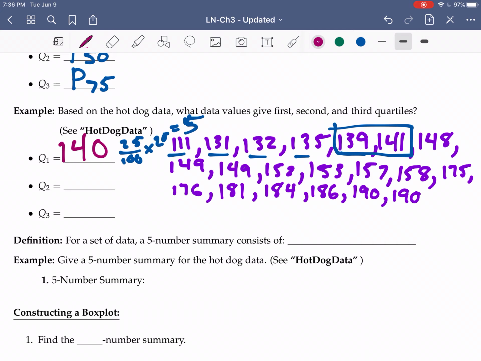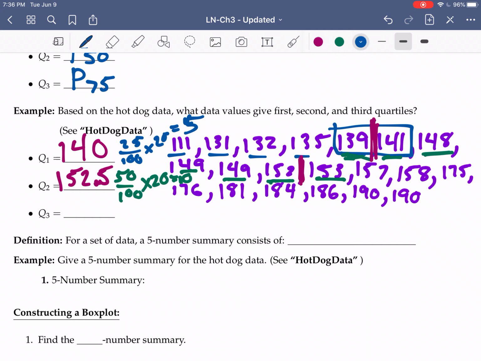For the second quartile, Q2, we take 50 over 100 times 20, which is 10. So we're going to go to the 10th data value. So this was the fifth value right here. 6th, 7th, 8th, 9th, 10th. So halfway between 152 and 153. So 152.5. Right there is where we found our second quartile. Right there is where our first quartile was.